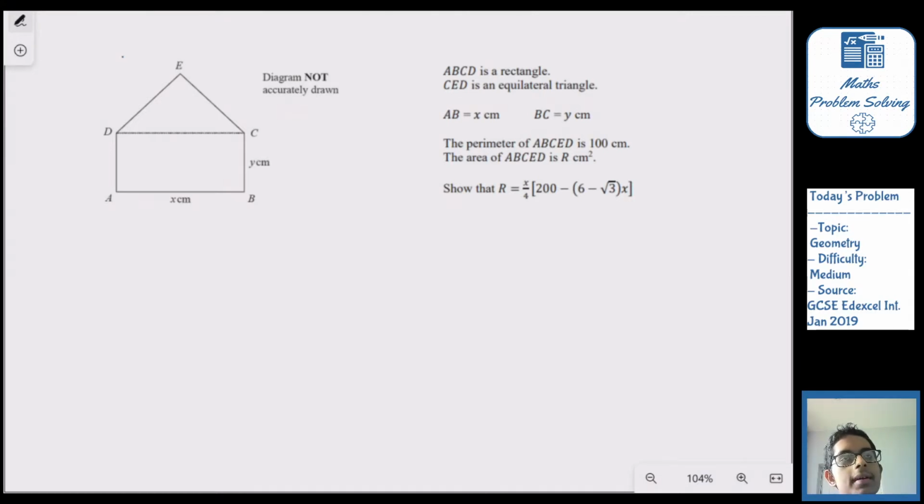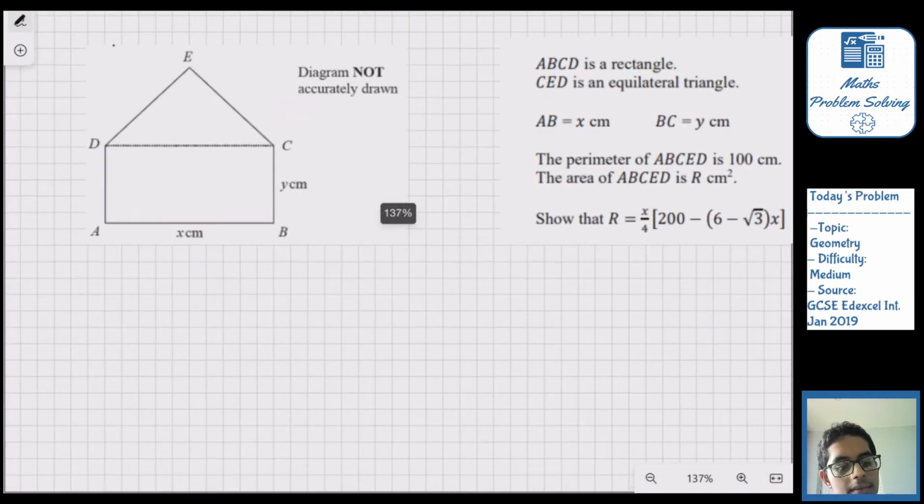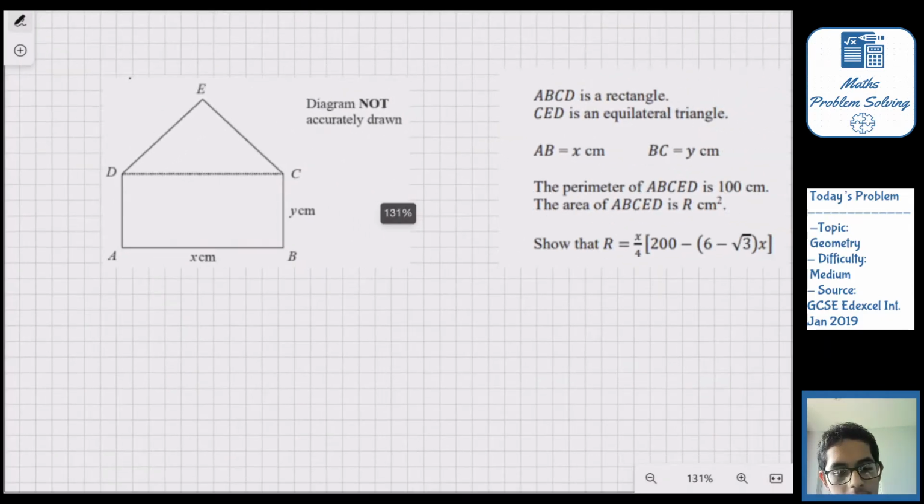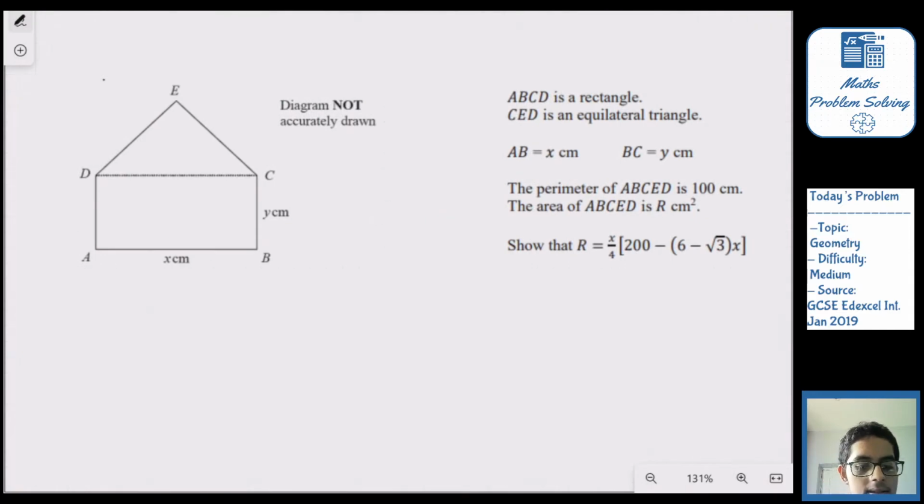Okay, so ABCD is a rectangle and CED is an equilateral triangle. AB is X centimeters and BC is Y centimeters. So let's just label all the information which we have onto the diagram. It's always a good first step of working. So this is X, this is Y, and this is equilateral, so this is also X, as is this.